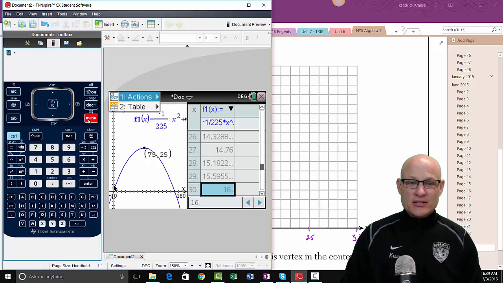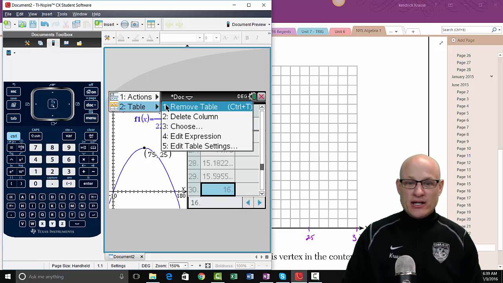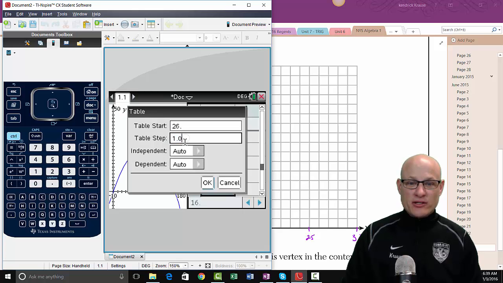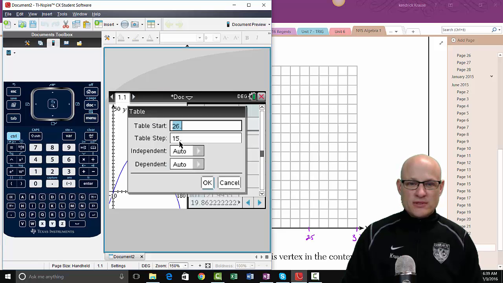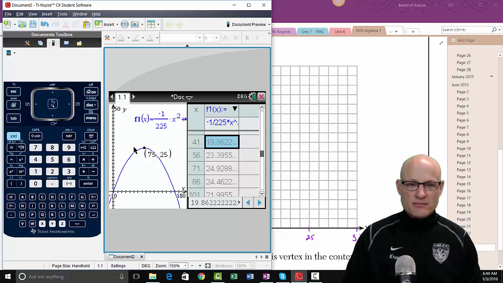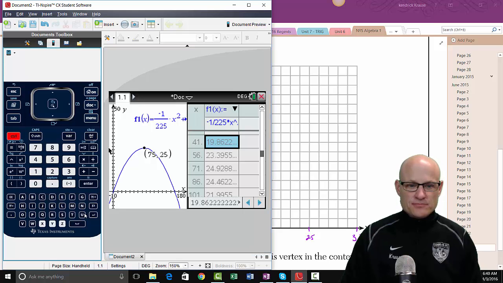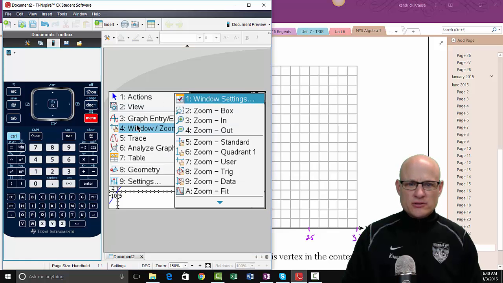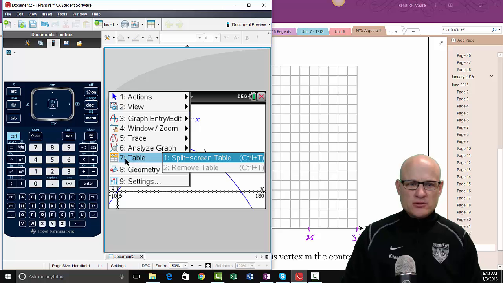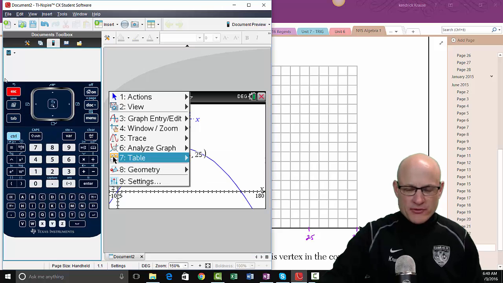So I'm going to go into menu again. Table, and edit table settings. And I want to make my increments here 15. Oops. I did. Oh, click OK. It's not liking that. Control T. I thought you could do it right there. Menu, window, no, table. I don't know. Escape. Maybe I have to do it this way.